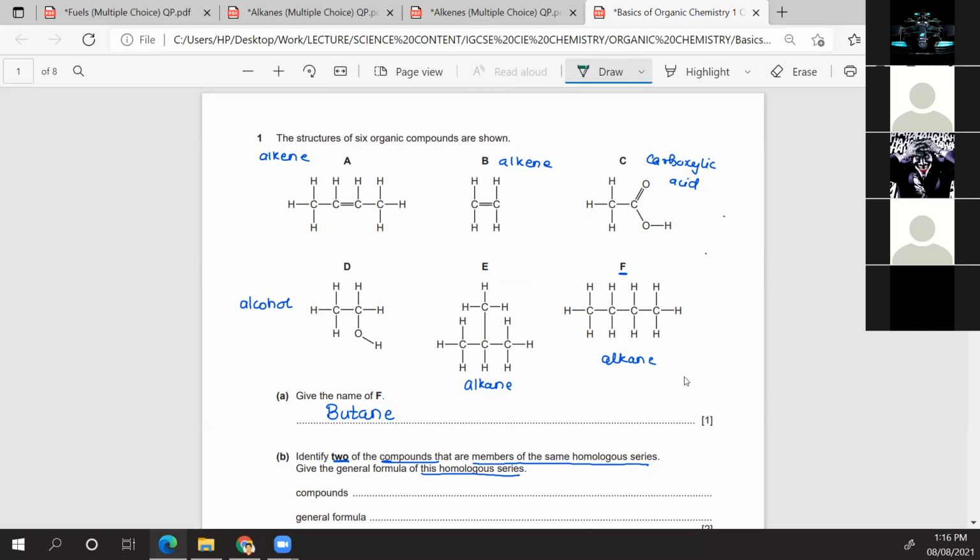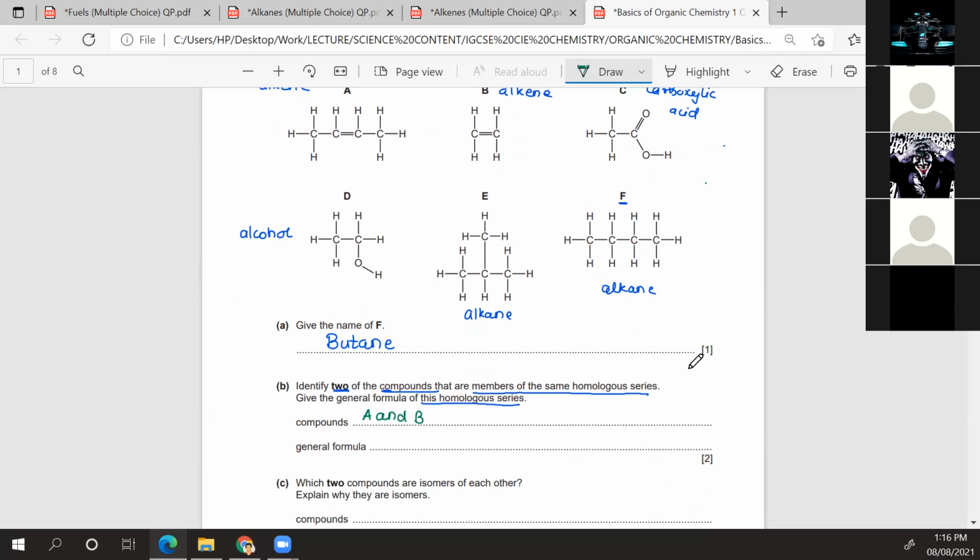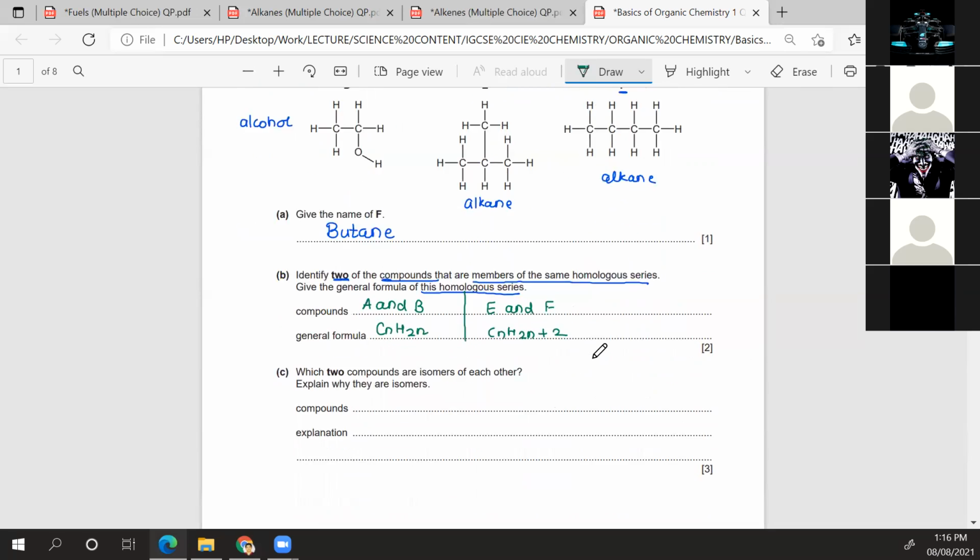Yes, miss. So A and B, alkene. What is the general formula of alkene? CnH2n. Or we can write also E and F belong to the alkane family, and its general formula is CnH2n plus 2. So either you write A, B or E, F, you will get the marks.